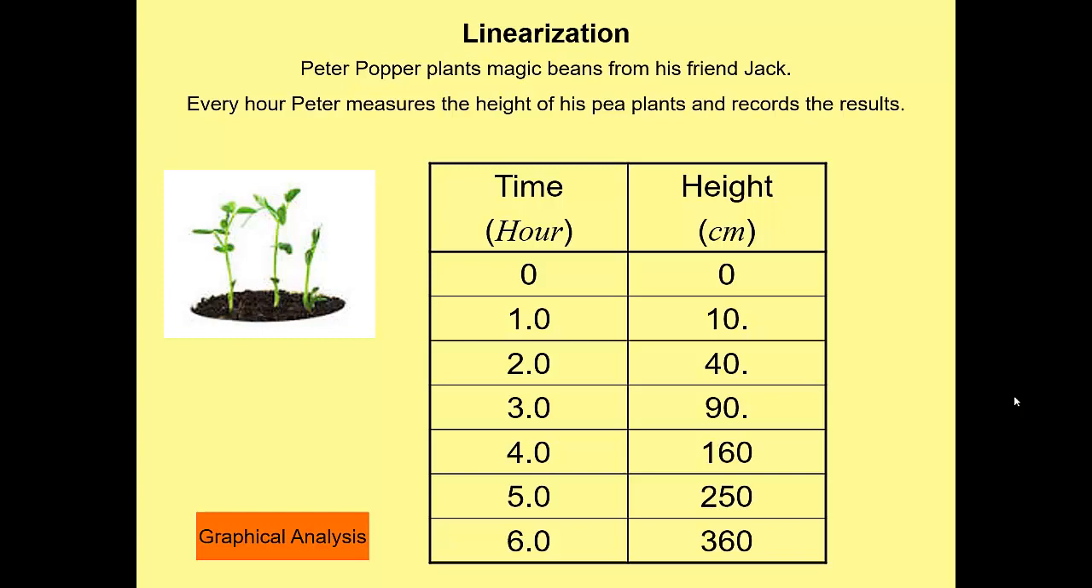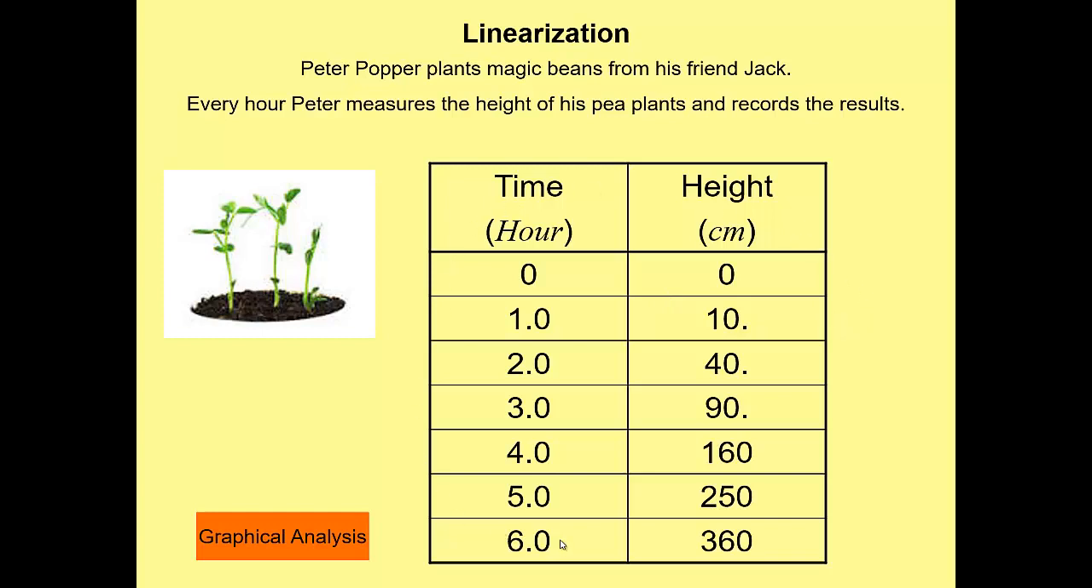Peter Popper, in this case, plants some magic beans, some pea plant beans, from his friend Jack. Get it? Magic beans from Jack? Okay, anyway. And these plants grow quite a bit faster than the ones that we talked about in the past.